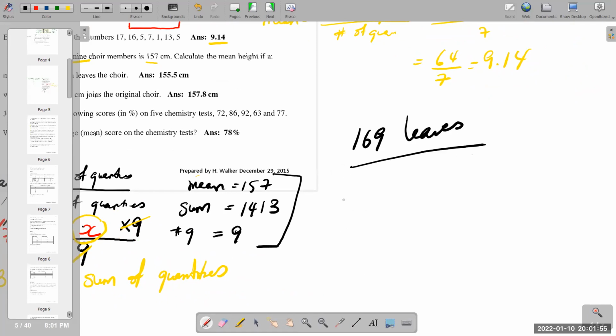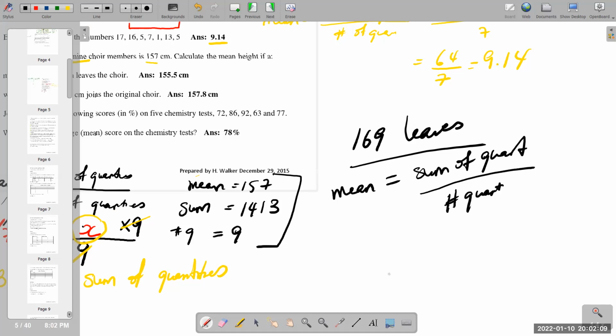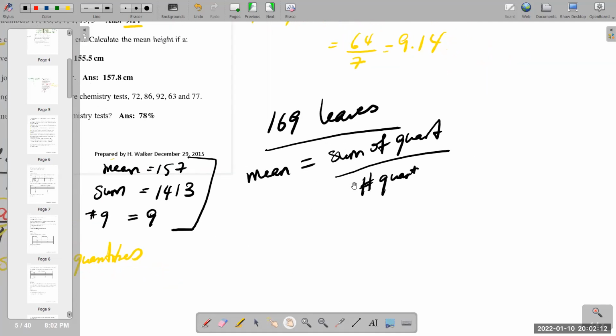You always have what? Your formula, right? So mean is equal to what? Sum of quantities over number of quantities. I hope y'all are with me so far. Certain things are going to change. Which 2 things are going to change? The sum and the number of quantities. So instead of 9 persons, how many persons will we have if the man leaves? So instead of 9, what are we going to divide by? 8. Very good.